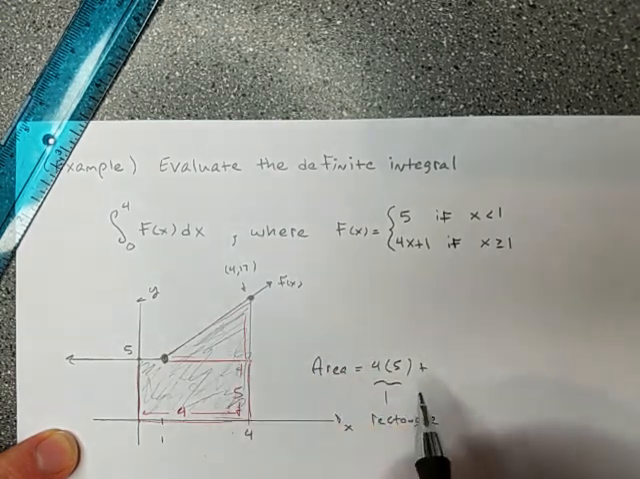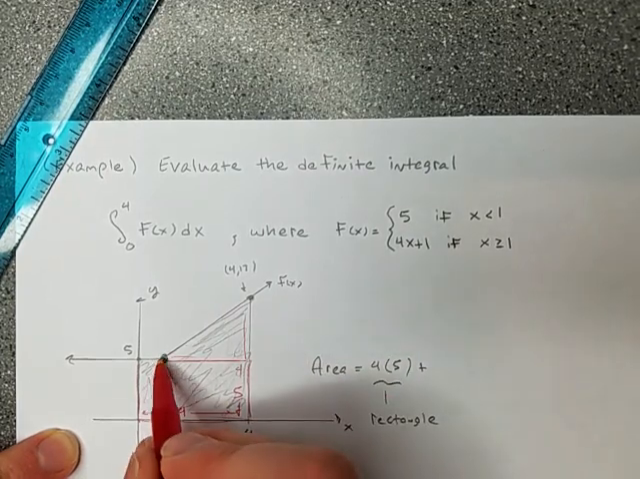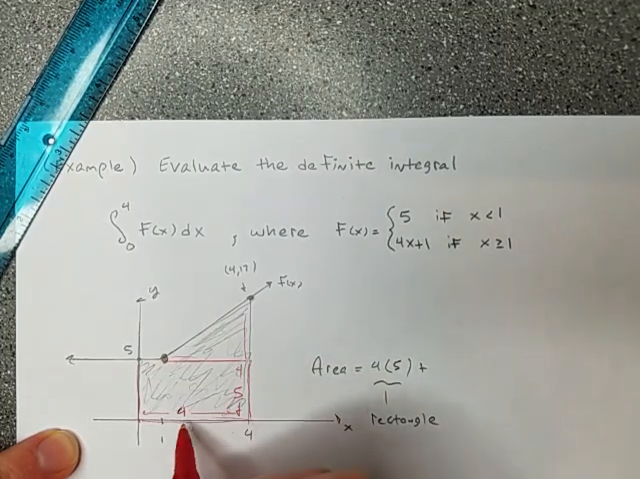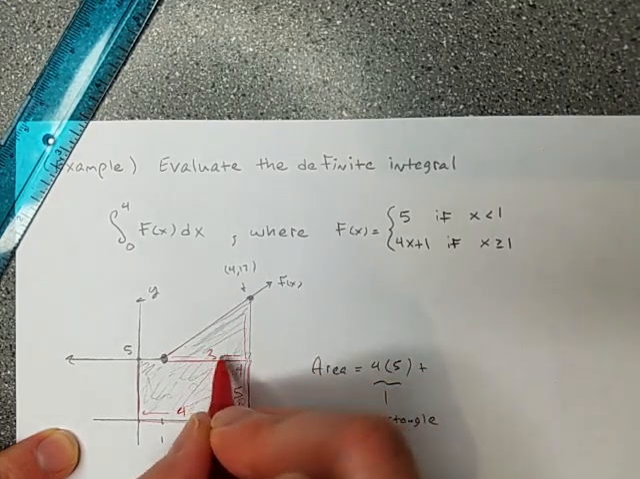Plus, what about the triangle? All right, so how wide is it there? Well, so where was this point? That point's at 1, and this point's at 4. So that has a width of 3.